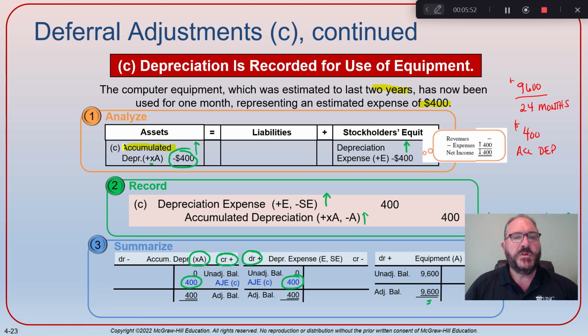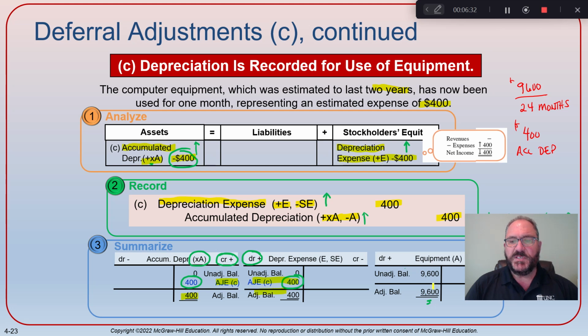Accumulated depreciation. By the way, this means contra asset. So we're increasing a contra asset, $400. It's actually lowering the asset. And then we have depreciation expense of $400. And this depreciation expense, this is how we put it month by month. So notice we increase the expense, lower stockholders' equity by $400, and we increase accumulated depreciation and lower the asset. So here's accumulated depreciation. Here's our adjusting balance. We're now at $400. Here's our depreciation, adjusting balance $400.